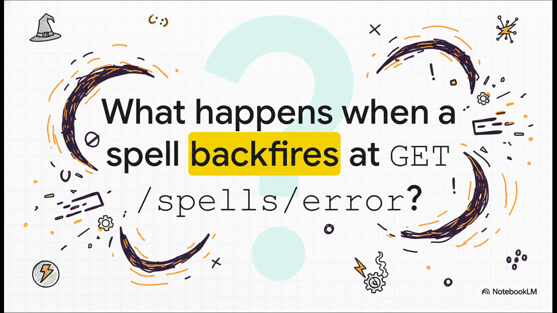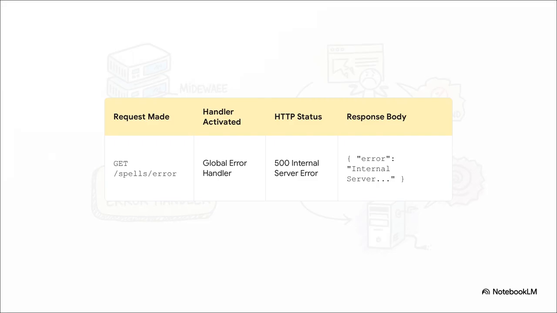Perfect. Okay, now for the grand finale, the moment of truth. We've set up a special route /spell/error that's designed to blow up. This is our spell backfiring scenario. Let's see if our safety net can catch it. And look at that, it works. The route throws an error, but instead of the server crashing, Express immediately jumps to our special 4-argument error handler. The client gets a 500 error message, and here's the most important part. Our application is still up and running. The chaos has been contained.